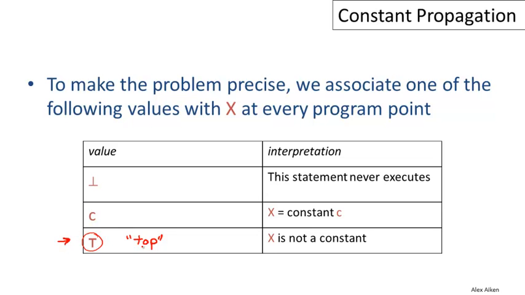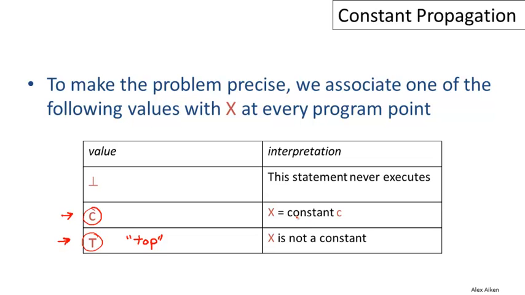And when we say that x has the value top, we're essentially saying we don't know whether x is a constant or not at this point in the program. x could have any value. Now, another possibility is that we will say that x is some constant c. So this is a particular constant, and if we say that x is a constant c at a program point, that means at that program point, we believe, or we have proven, that x is always that constant.